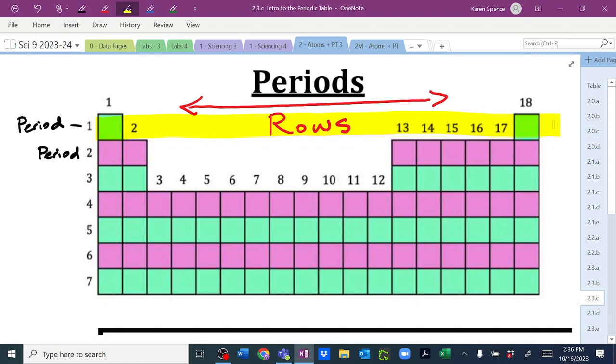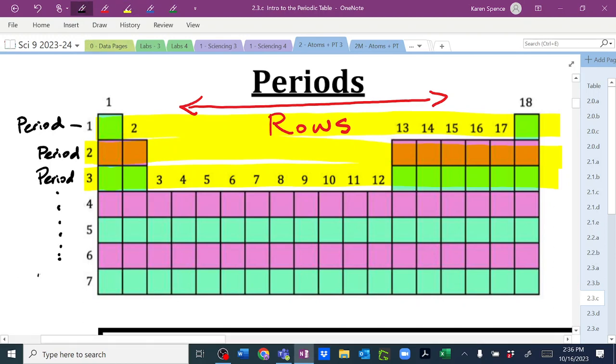And period number 2 has 1, 2, 3, 4, 5, 6, 7, 8. Okay. And period 3 has, again, 8. And then we all go all the way down to period number 7. Those are our rows, they go side to side.